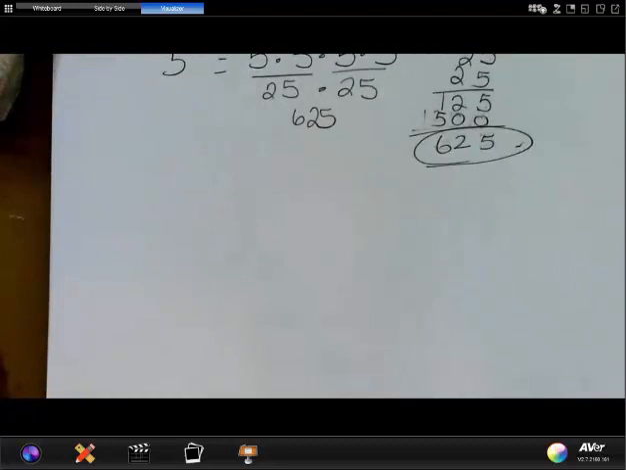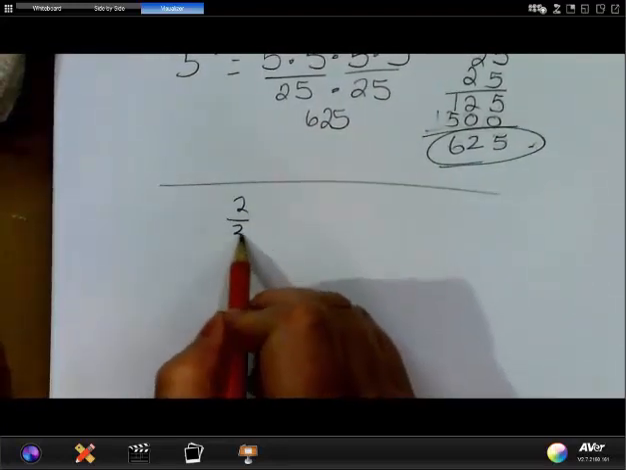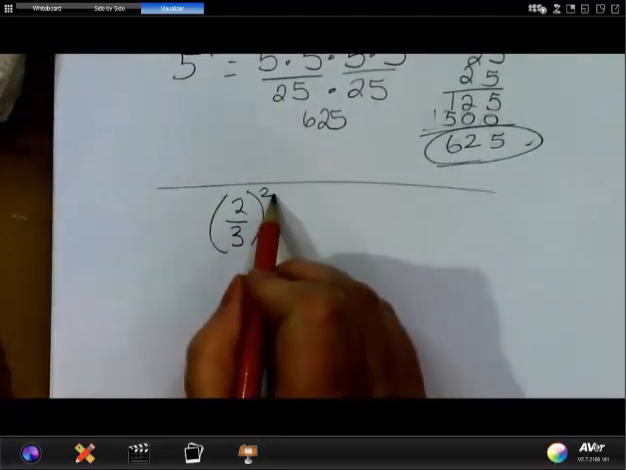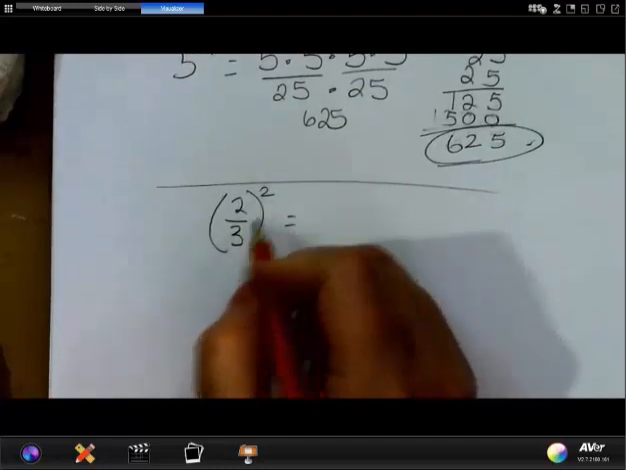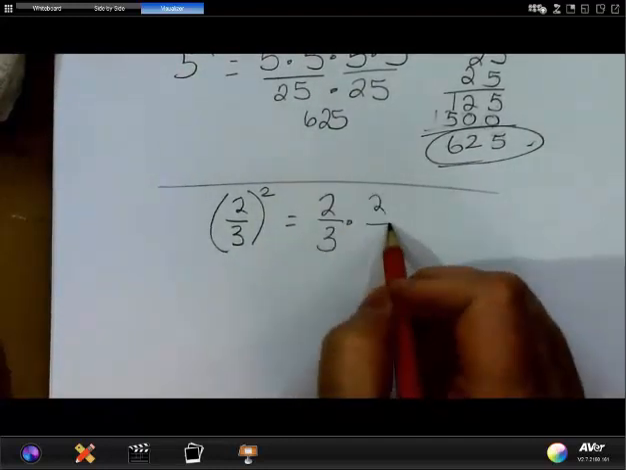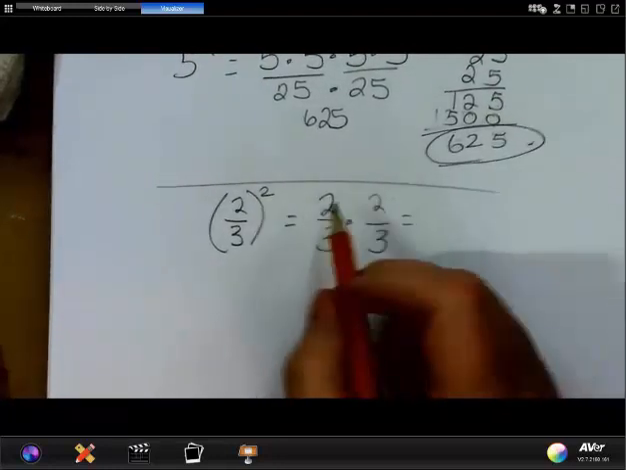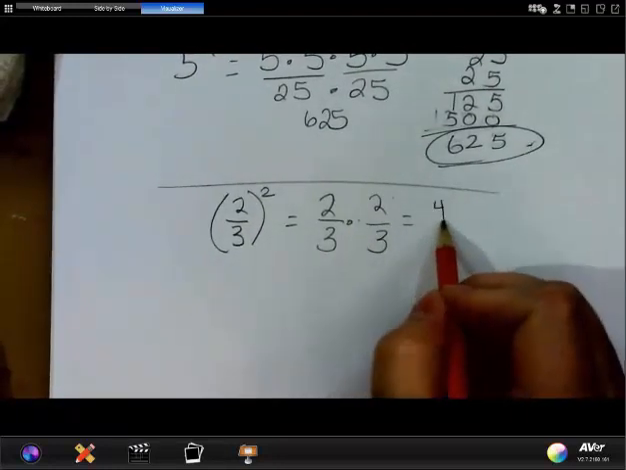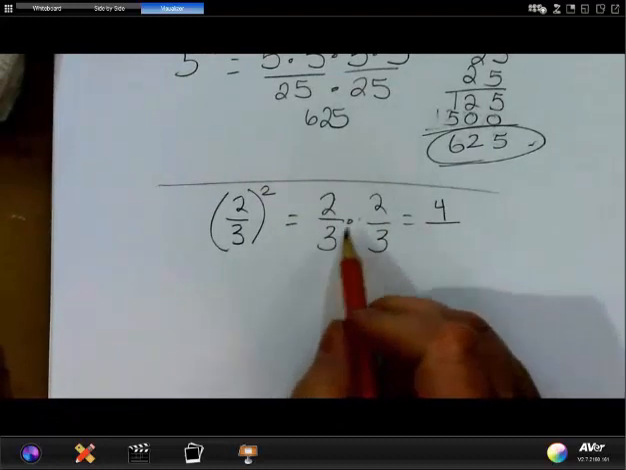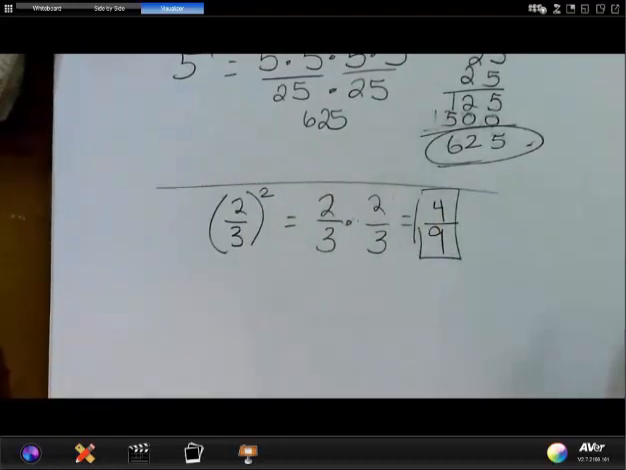All right, let's try a fraction. A fraction to a power means the exact same thing. This is 2/3 times 2/3. Remember, when you multiply fractions, you do top times top. 2 times 2 is 4, and bottom times bottom. 3 times 3 is 9. And that would be your answer because you can't reduce 4/9.